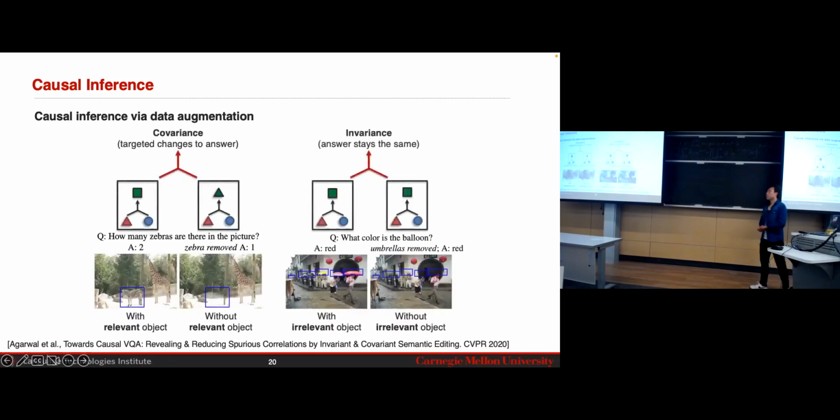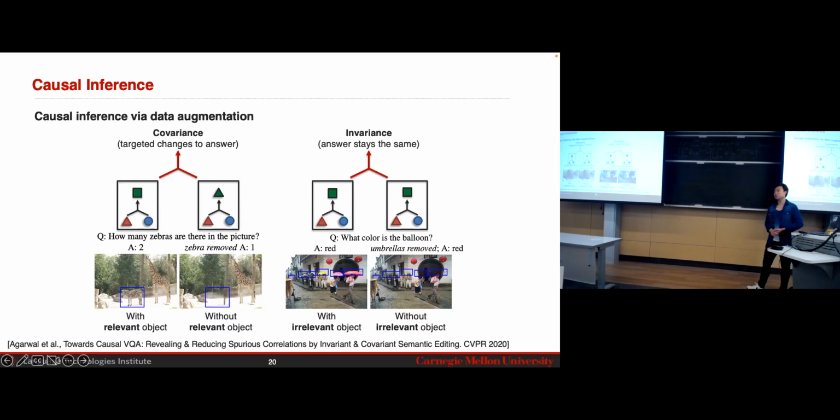And very quickly, this paper essentially contributed all these data set resources, right? Looking at covariant images, so basically images and questions and these counterfactual images that the model should be covariant to. That means the model should be sensitive to the changes in these target objects, and also pairs of images and questions which the model should be invariant to. So basically removing the irrelevant object, and the model should be invariant to that change.